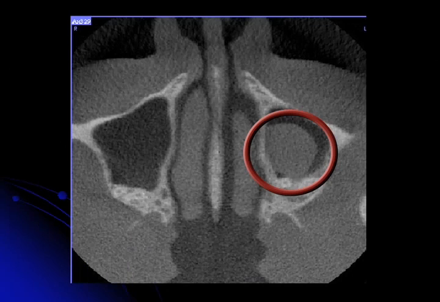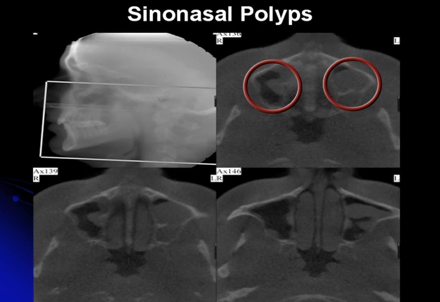And here's another view of that showing that nice little sinus mucocele. Here's another case of sinonasal polyps. There's just a bunch of polyps throughout the sinonasal structures there.